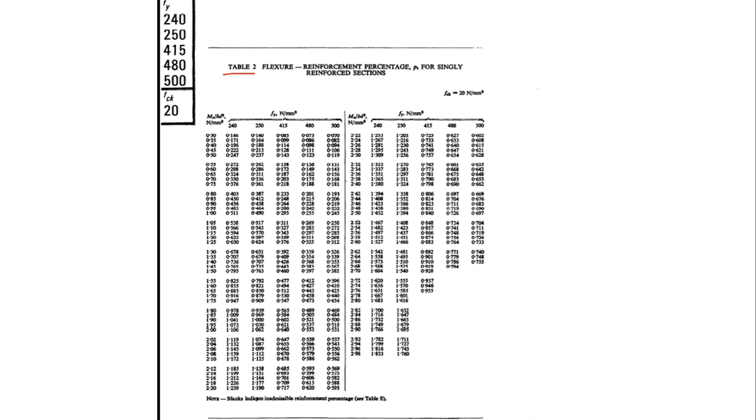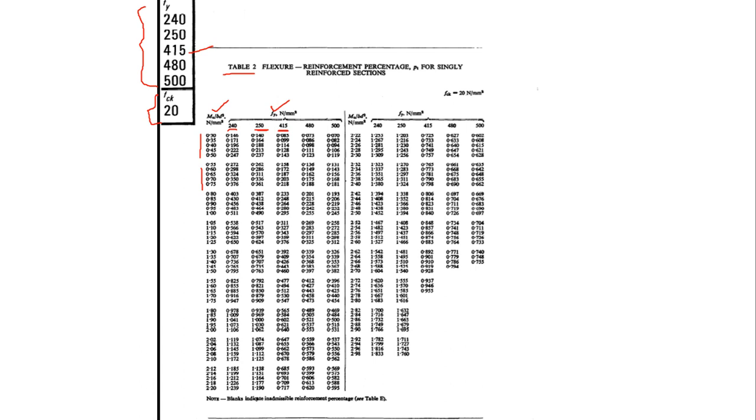On the left hand side you can see I have got the values of fy. The values of fy range from 240 to 500. So our fy value is 415 and the fck value is given to be 20. So this table is exactly the one which we need. Now if you look into the table, we have got the values of Mu by bd square. So these are all Mu by bd square, and here I have got the values of fy. So this is for fy 240, fy 250, fy 415.